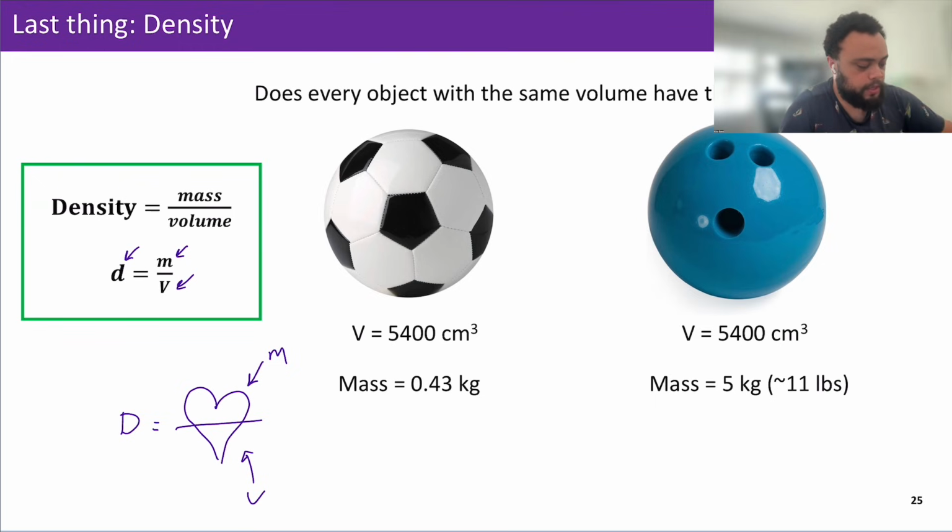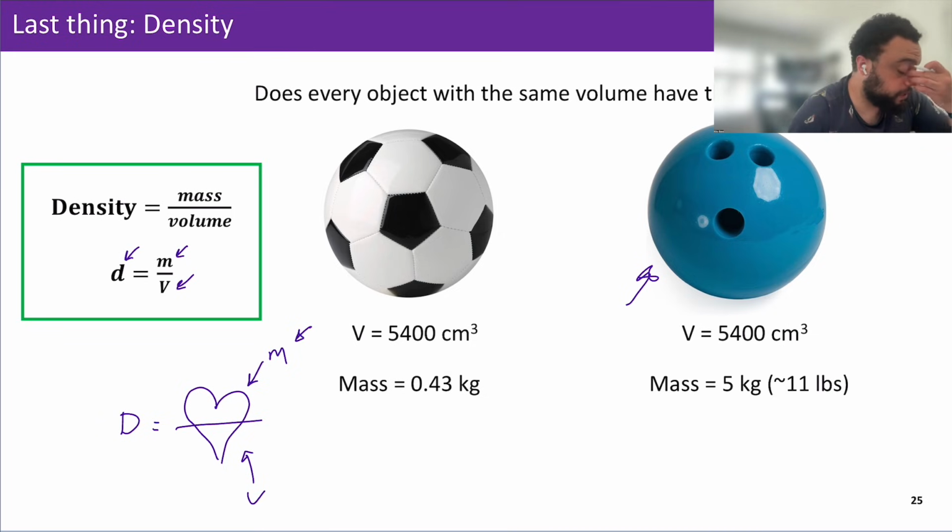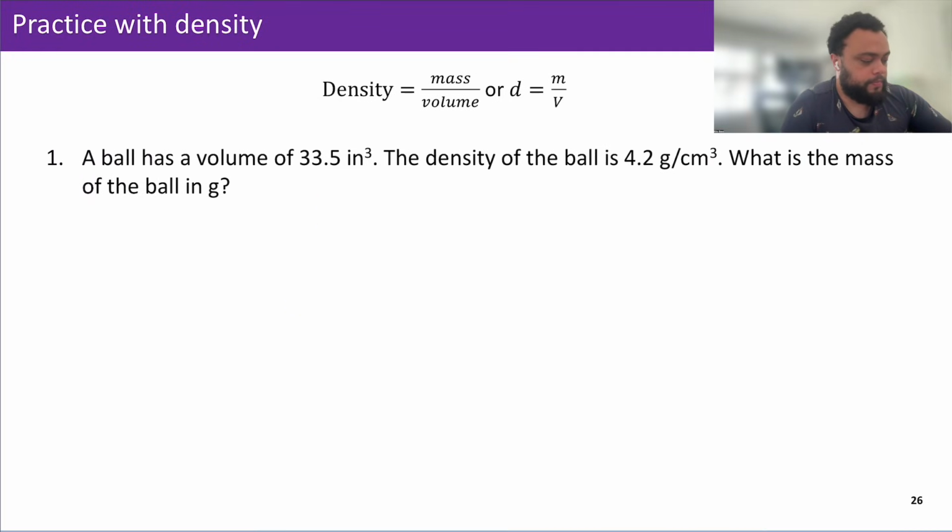Okay. And so because of the density, they have the same volume, but this one has a higher mass. And so because the bowling ball is more massive in the same volume, it ends up being more dense. Now, if we wanted to find the mass of a ball that had a certain volume and a given density, how would we do it? Well, let's go ahead and try it.